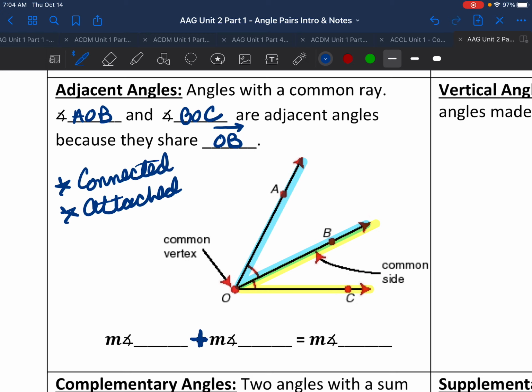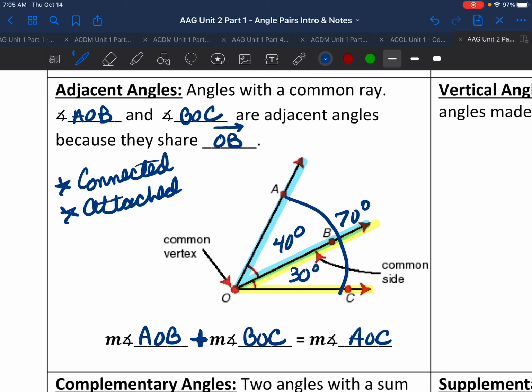Let's make that a plus, please. We're going to say that this angle plus this angle equals the whole thing. I like to refer to this as part plus part equals whole. So the measure of angle AOB plus the measure of angle BOC should be equal to the whole thing, which I'm going to call angle AOC. For example, if AOB was 40 degrees and angle BOC was 30 degrees, then the whole angle itself would be 70 degrees.